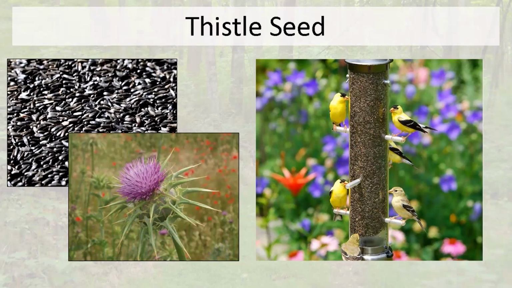You can also get what they call a thistle sock. It looks very similar to a white tube sock, and you fill it full of thistle seed, and goldfinches and other small finches will just cling to the side of it and pull thistle seed through it.